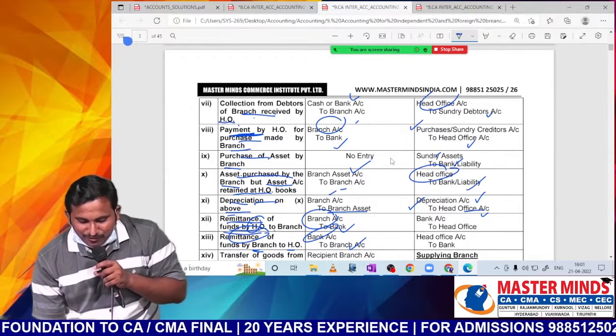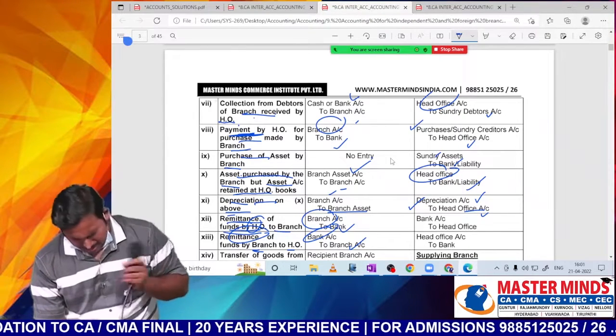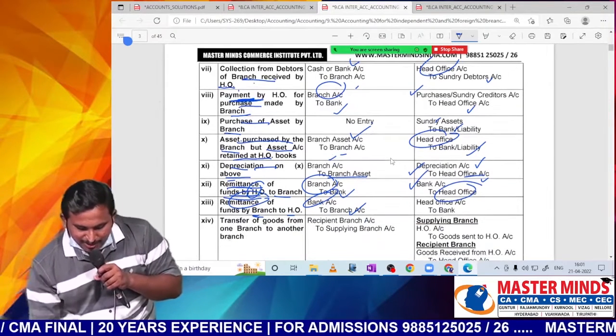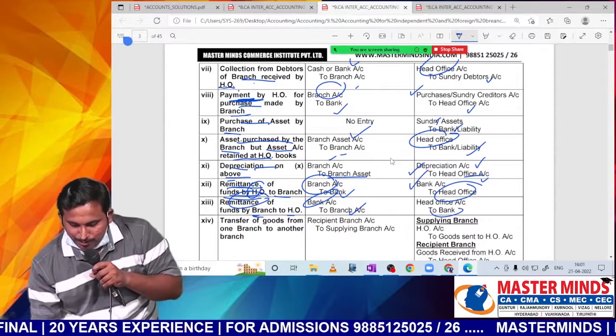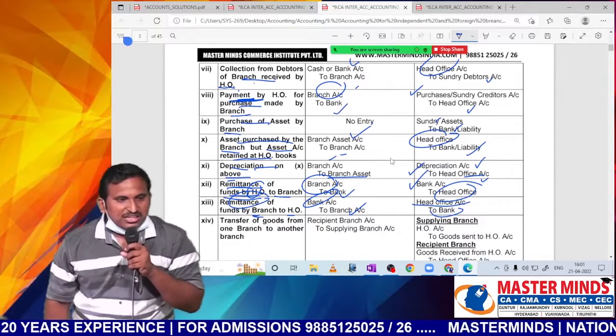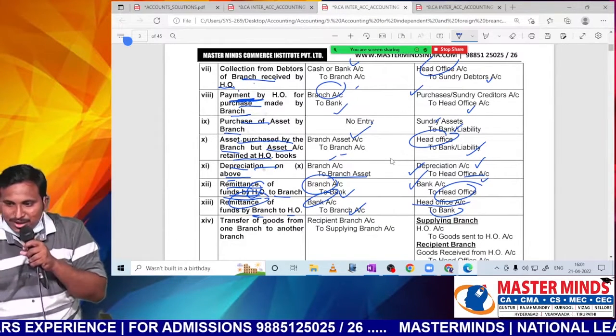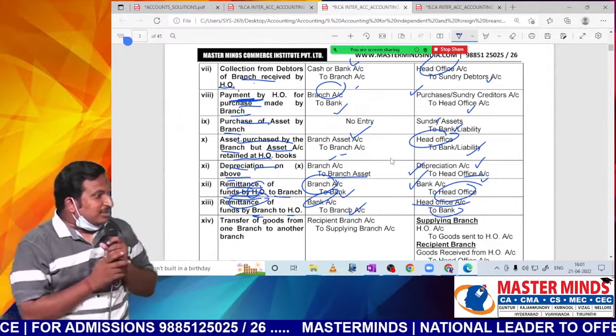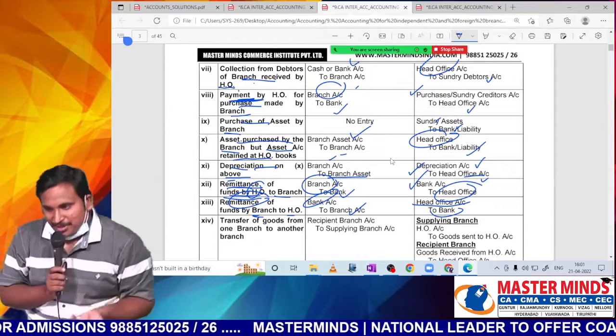Remittance of funds by head office to branch. Branch is receiving, so receive cash. Other one to head office. Remittance of funds by branch to head office. You are paying. Other one to head office. Like that, any entry is very, very simple. Look at only one aspect. The balance aspect should be the other party. If you are branch, head office. If you are head office, branch, the other party.